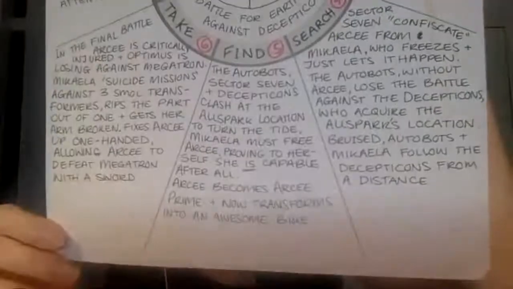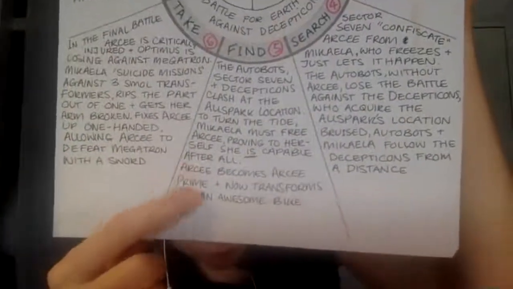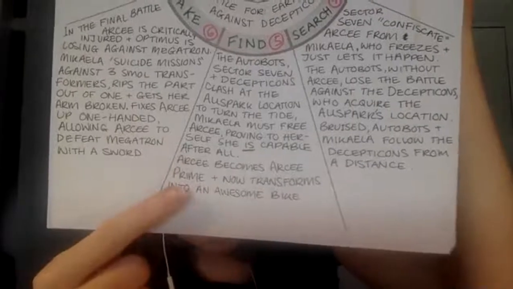So this is what it looks like in the plot embryo. It's just this last part here. RC becomes RC prime and now transforms into an awesome bike. And that was at plot point 5. And that was a very interesting moment to me because I was like, yeah, I guess actually in terms of the world building of how Transformers become primes, which I think is something to do with the matrix of leadership, I'm not really big up on my Transformers lore, to be honest, guys.